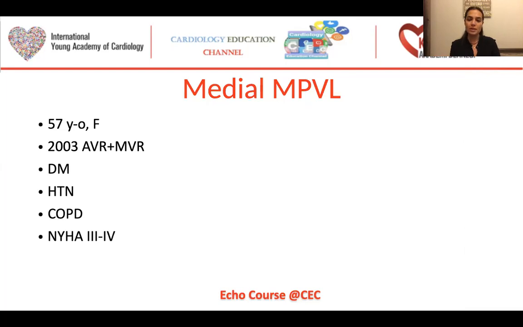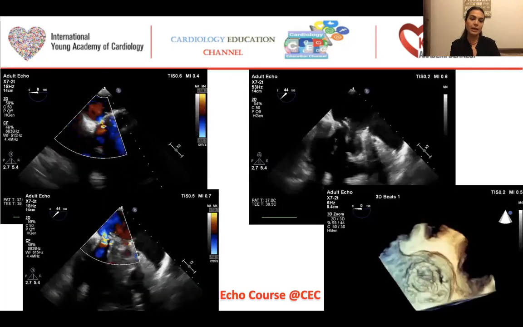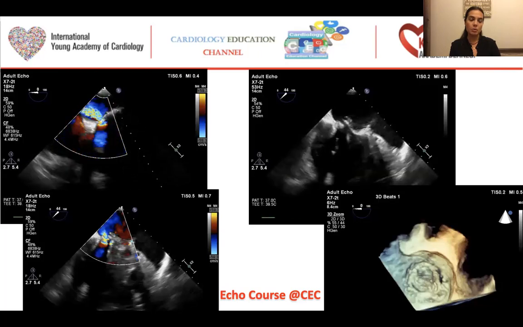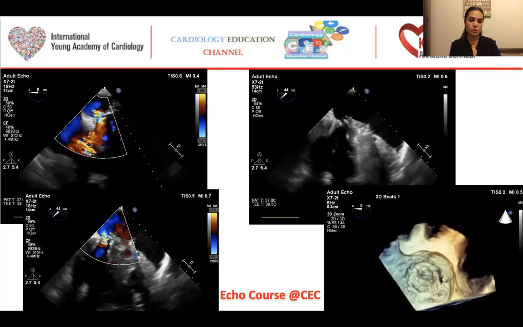Now I want to go through some examples, and the first one is a medially located mitral paravalvular leak. She was a 57-year-old female. She had a history of aortic and mitral valve regurgitation. She had diabetes, hypertension, COPD, and the functional capacity was 3 to 4. As you can see here, we have a mechanical prosthetic mitral valve, and we have a severe medially located paravalvular leak.